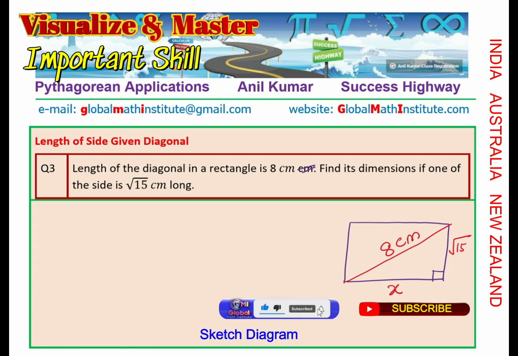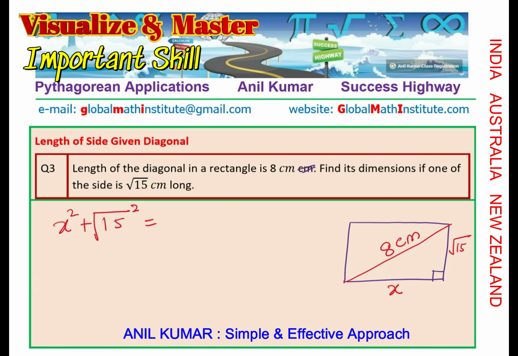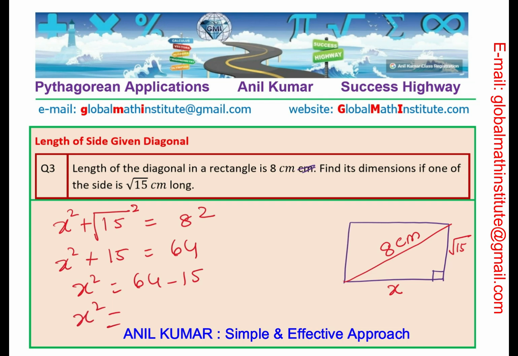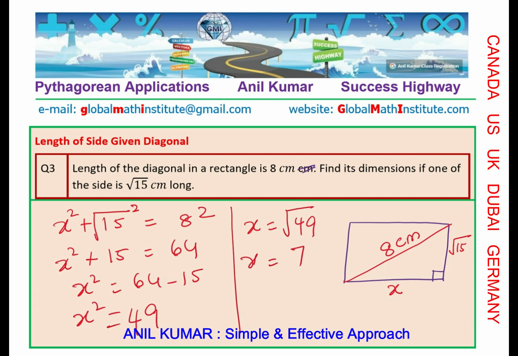So we'll apply the Pythagorean theorem, writing x square plus square root 15 square equals 8 square. So x square plus, square root 15 square is only 15, 8 square is 64. So x square is equal to 64 minus 15, correct? 64 minus 15 is 49. And from here, we can find what x is, which is square root of 49, and that is equal to 7. So the side length is 7 units, and units being centimeter. That is how we can find the length of the side.